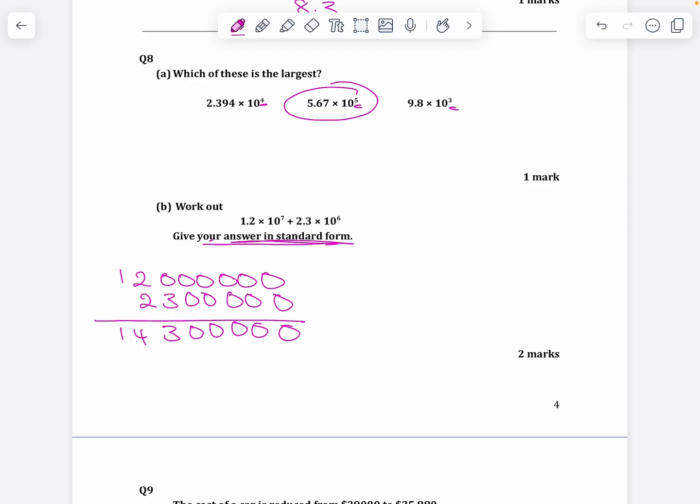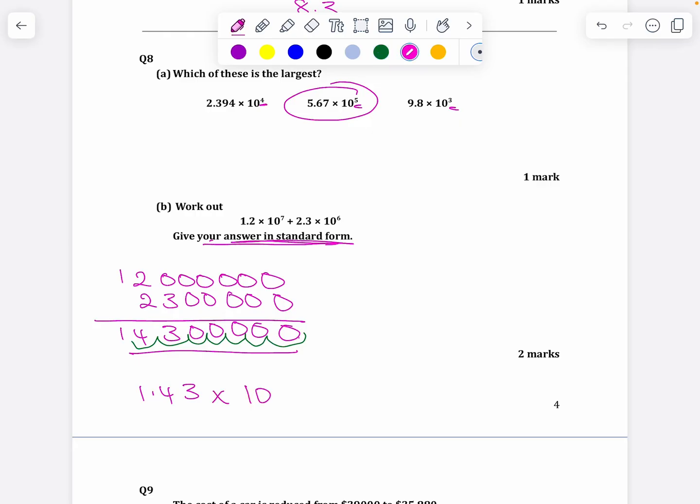And then turn it back into standard form, because remember it says give your answers in standard form. You got 1 mark if you just left it like this. Okay, so we need it back into standard form. So to put it back into standard form, we're going to make it 1.43. And that means moving the decimal point 1, 2, 3, 4, 5, 6, 7. So it'd be times 10 to the power 7.